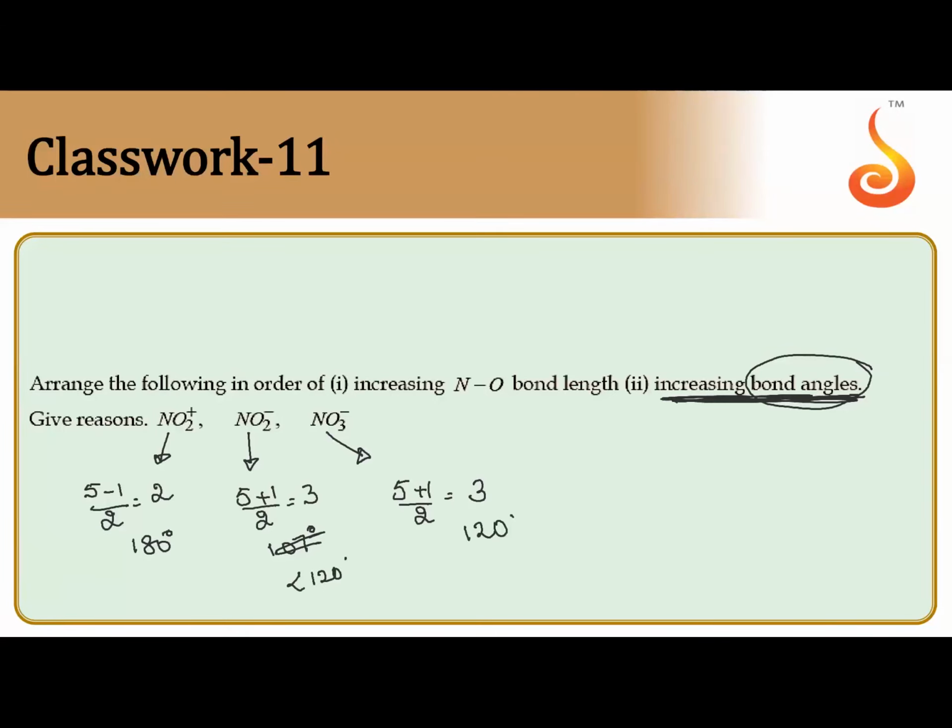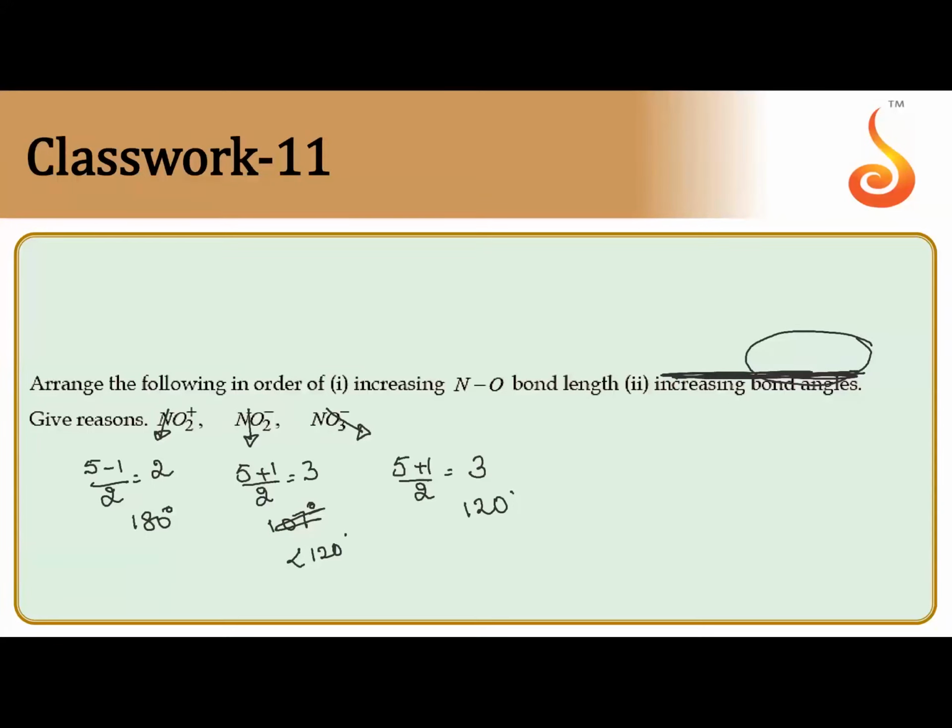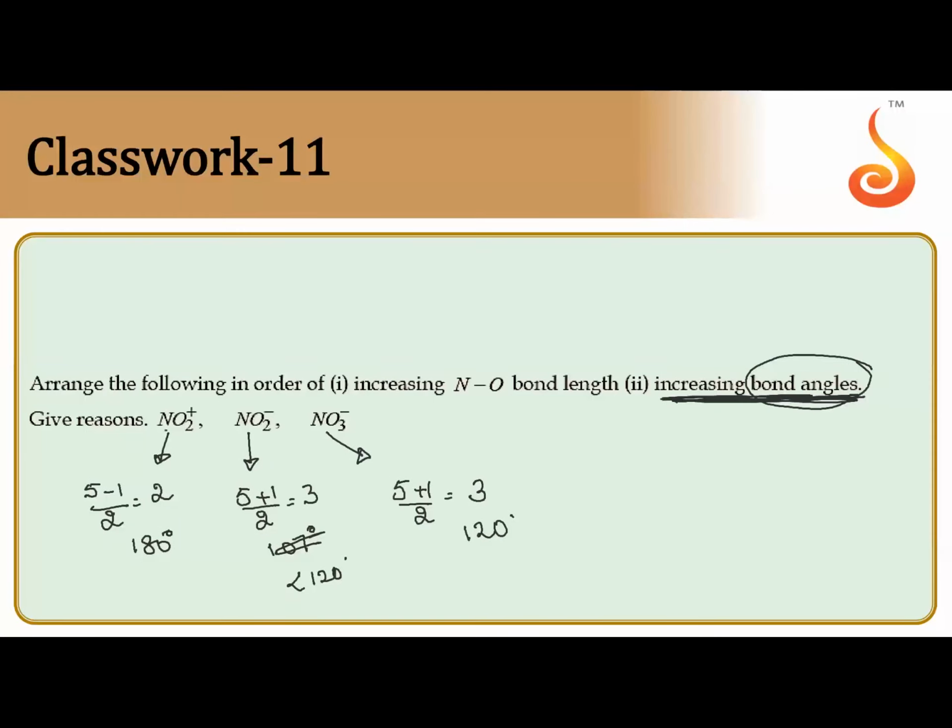Are you done? Okay, I think you took enough time here. Check your answers. So for NO2 plus, 5 minus 1, plus charge is there. So minus 1 by 2, that's you got 2. Did you get 180 degrees? Because it will be linear shape. 2 is our answer and 2 are the bond pairs. So linear shape. Coming to the next one here.